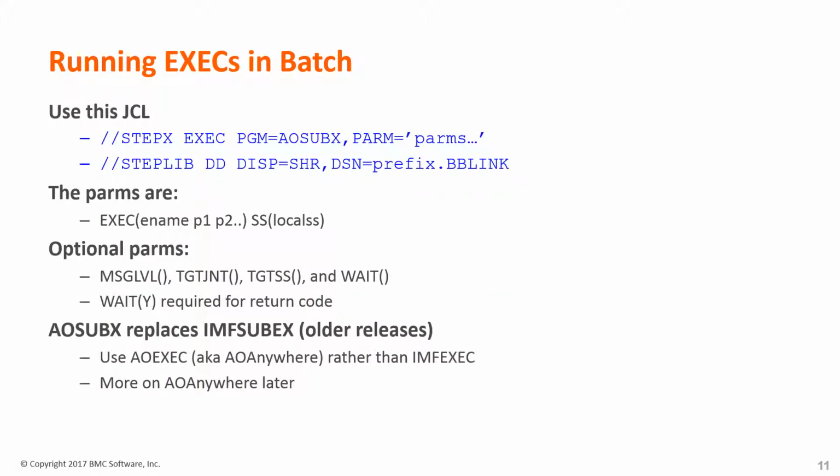AutoOPERATOR provides the capability to run execs in batch. Here's a sample of the JCL that you would use. You simply call the program AOSUBX, and then you pass it the param, which would be the exec, as well as any params you want to pass to the exec. One additional keyword you need to have in your param statement is SS, and then specify the BBISS for the AO address space. There are additional params you can specify, however, they aren't used very frequently. WAIT=YES is required if you want to get a return code from the REX.